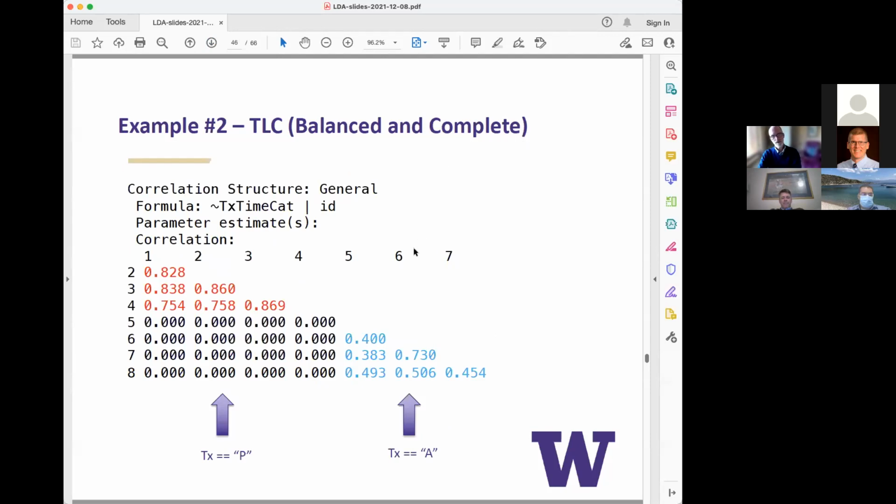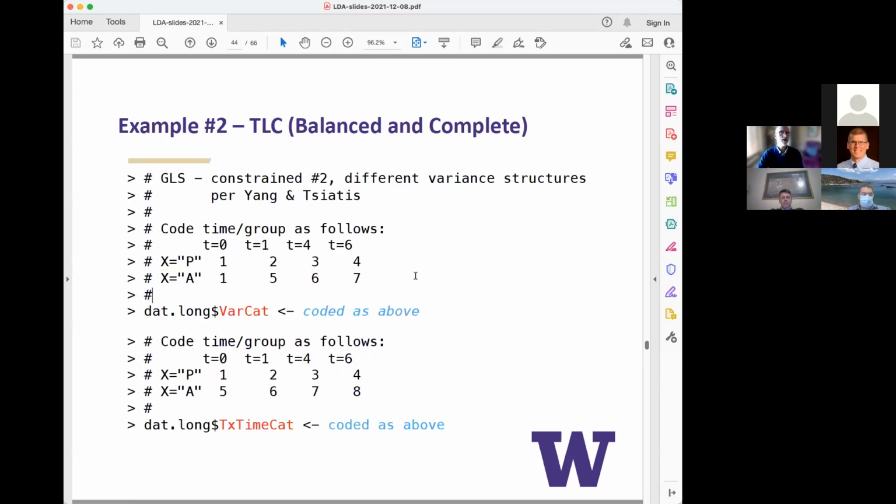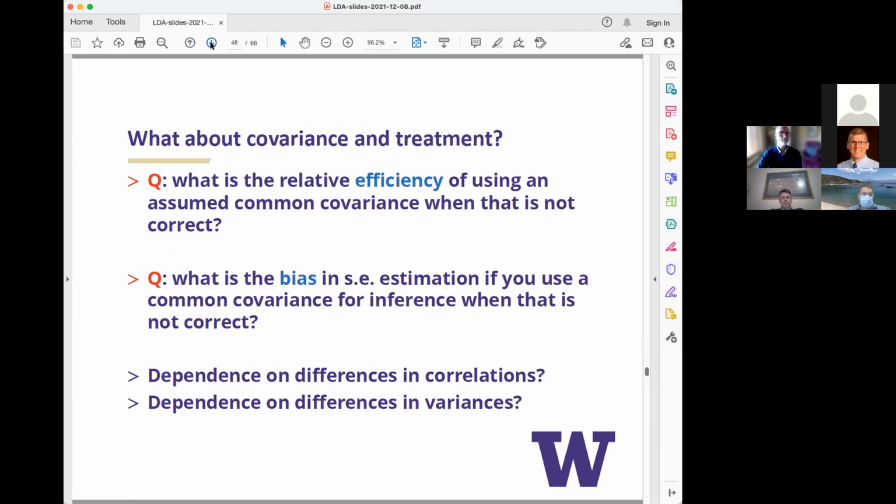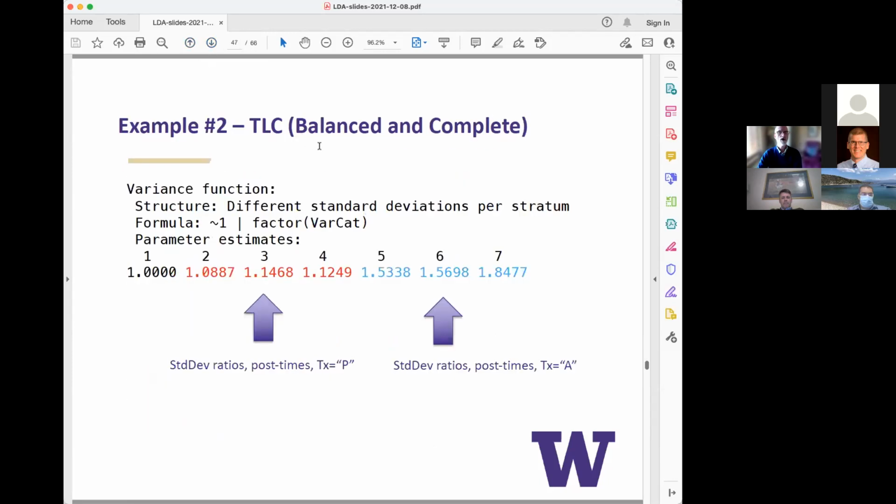This is what comes back from that clever coding. It shows the correlation matrix in red for the placebo group. Recall, we saw it was really high, like 0.8. That's coming back. How about the intervention group? Descriptively, we saw that was much lower. That's coming back as well. As well as the variances, we can get different variances.